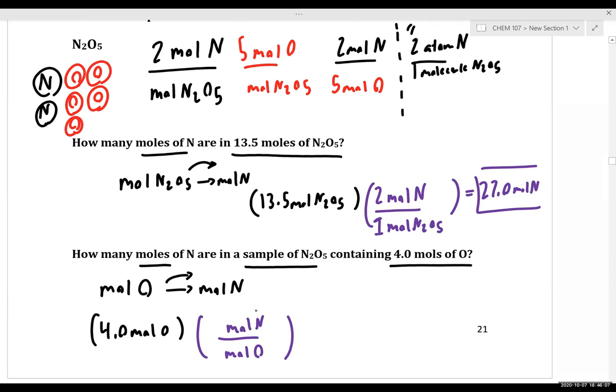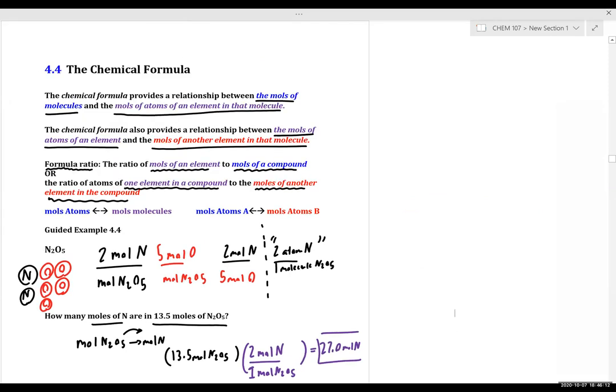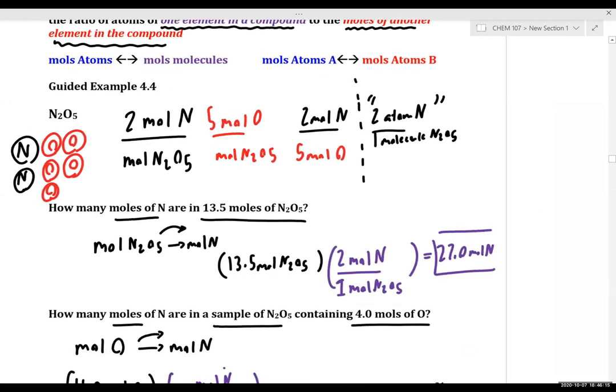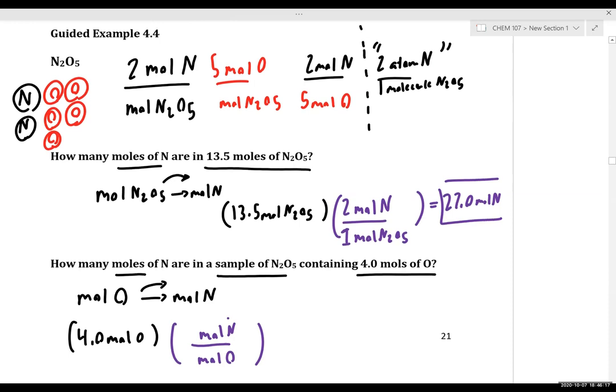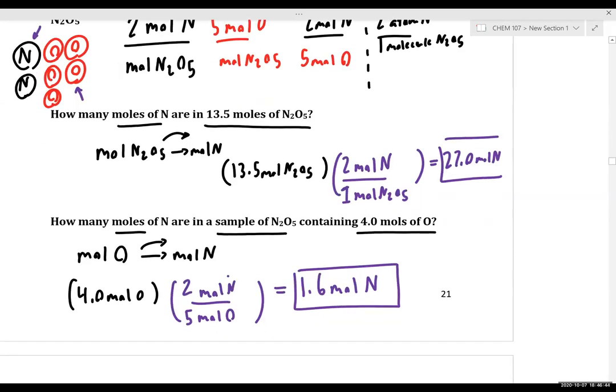So how many moles of nitrogen do we have per oxygen? What's our formula ratio? 2. Exactly right. We have 2 moles of nitrogen. We see 2 nitrogens here per every 5 moles of oxygen. Punching that into our calculator, we have 4 times 2 over 5, which gives us 1.6 moles of nitrogen. Does this example make sense to everyone?